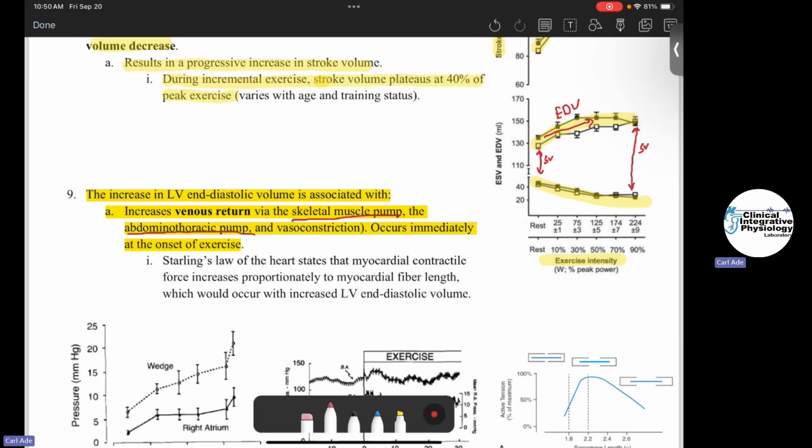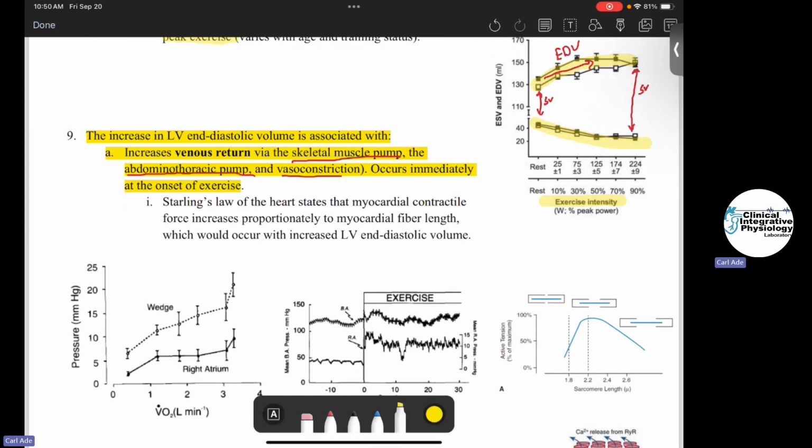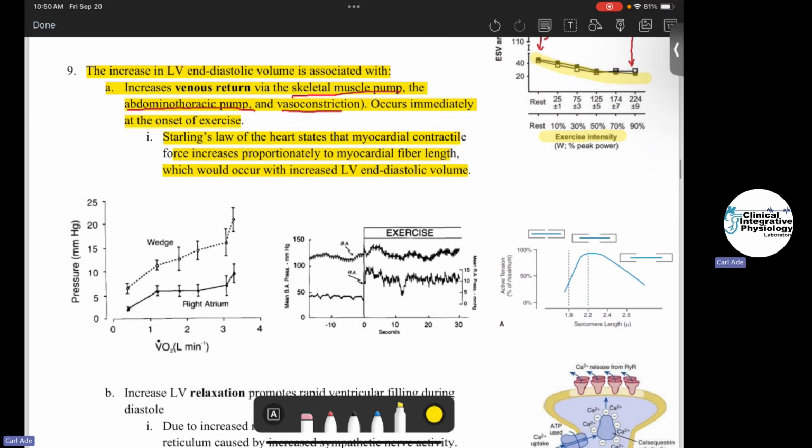There's also the abdominal thoracic pump and some vasoconstriction. And what happens, to relate this back to the basic principles that we've discussed over the last few weeks, all goes back to the Starling law of the heart, that contractile force increases proportional to muscle fiber length. This is what would occur with the increases in end-diastolic volume. So we can actually see this increase in venous return in a couple different ways.